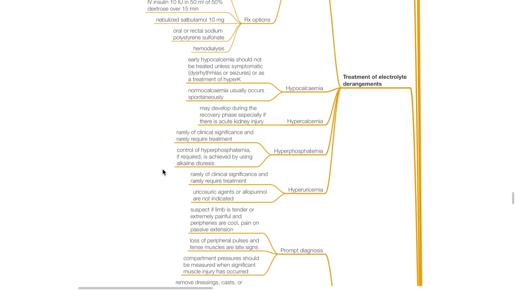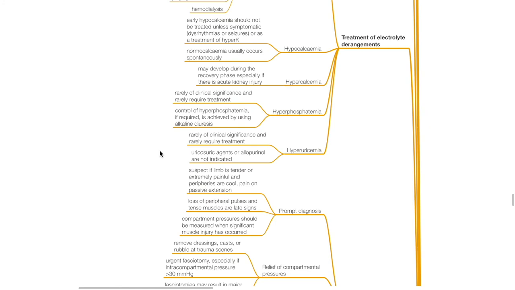Hyperphosphatemia is rarely of clinical significance and rarely requires treatment. If treatment is required, this is achieved by alkaline diuresis. Hyperuricemia is rarely of clinical significance and rarely requires treatment. Uricosuric agents or allopurinol are not indicated.